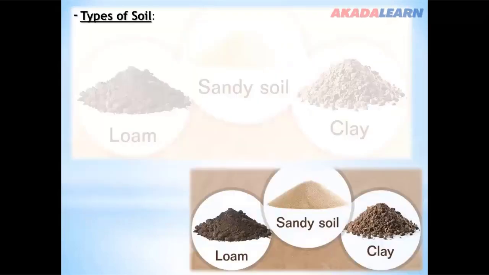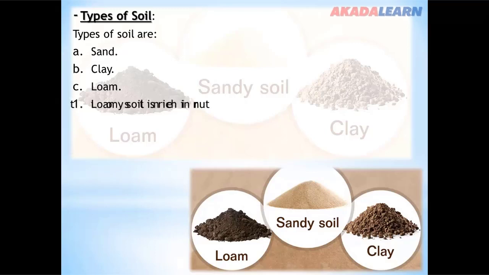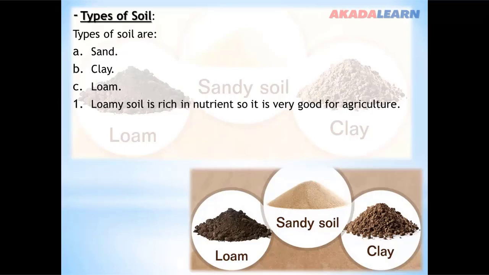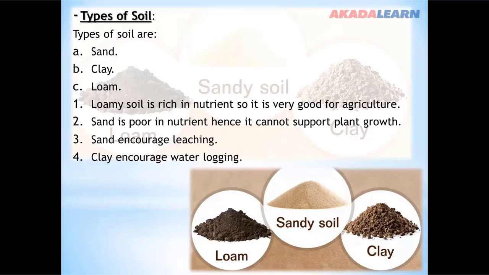Types of soil. Soil are classified into sandy soil, clay soil, and loamy soil. And what are the effects of types of soil on agricultural production? Loamy soil is rich in nutrients, so it is very good for agriculture, while sand is poor in nutrients, hence it cannot support plant growth. While sand encourages leaching, clay encourages waterlogging.